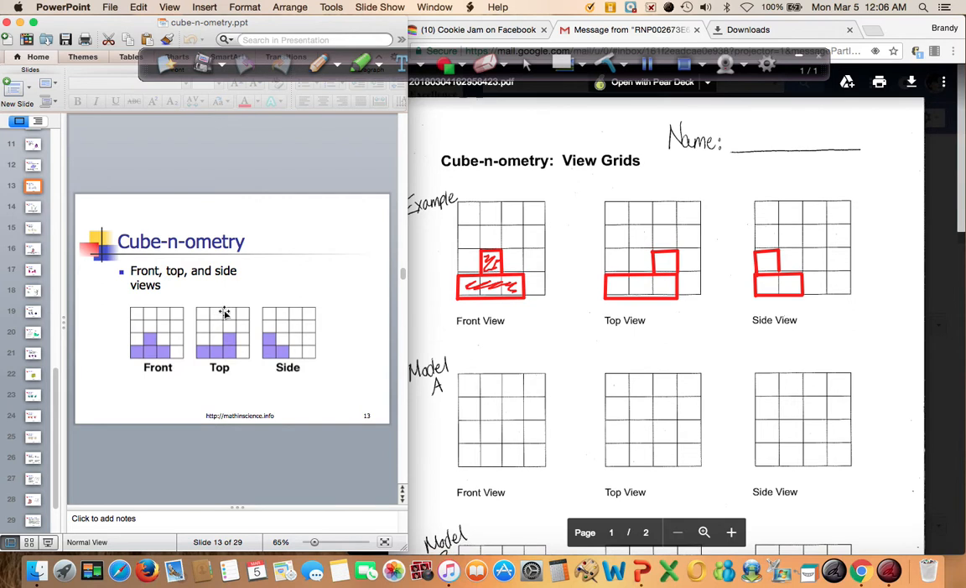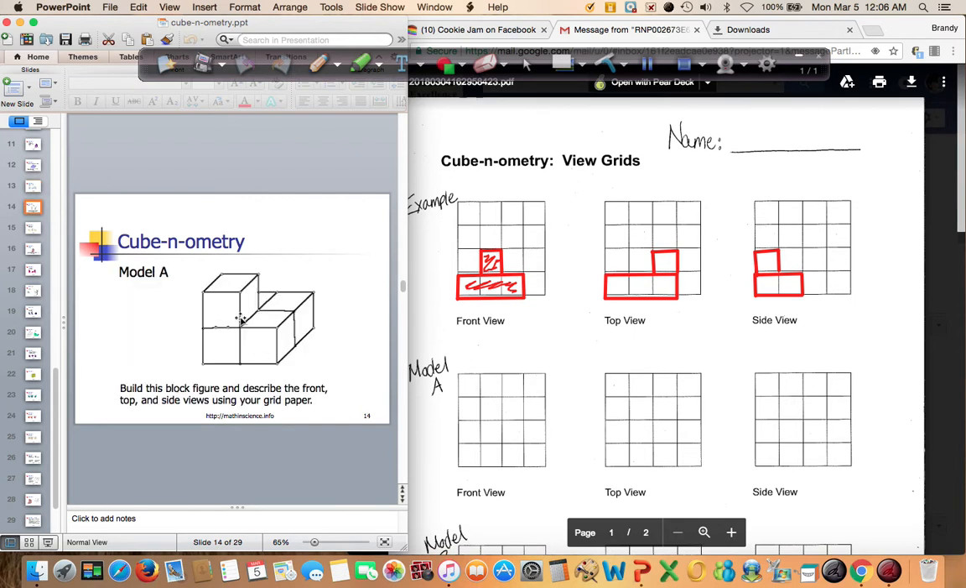Alright, so let's look at the next one. Build this one first. The reason we build them right now while we're learning this is it's easier to hold it in your hand and turn it if you need to. Sometimes that helps people see, oh, let me look at it from the top. Here, I can't manipulate this picture to look at it from the top. But if you actually have this figure in your hand, you can lean your head over and look down, and then you're looking at it from the top. Does that make sense?